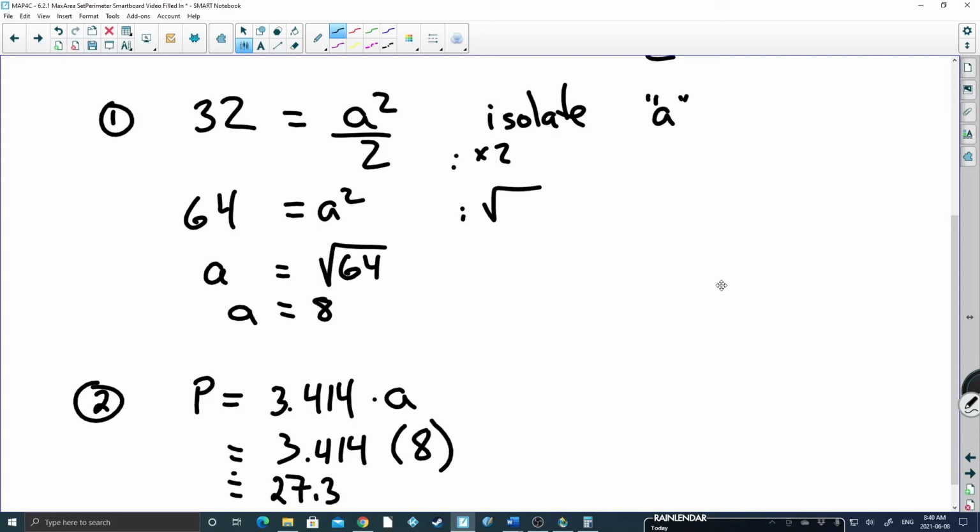For a triangle that is right angled, the optimized shape is an isosceles triangle. Use these two formulas. The P is equal to 3.414A and the area is equal to A squared over 2, and you should be good to calculate those answers.